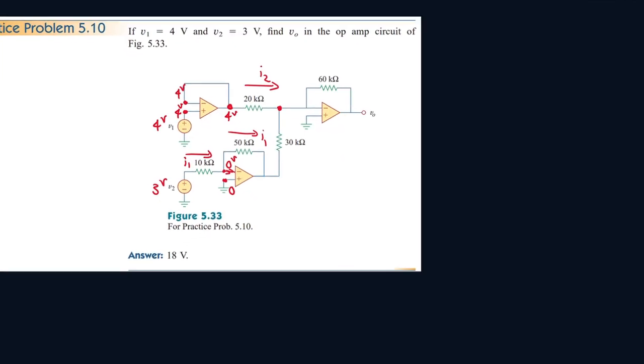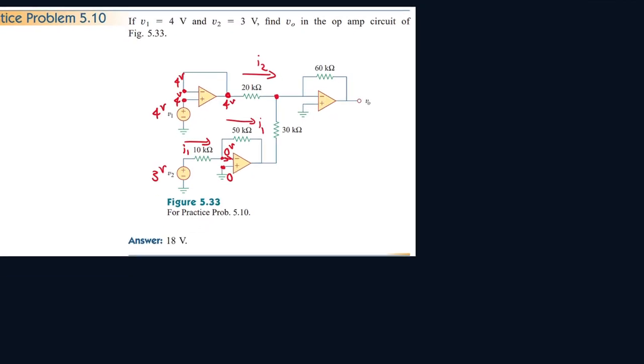So let's solve for I1. I1 will be 3 minus 0, so 3 minus 0 all over 10,000 ohms. And that gives me 3 times 10 to the minus 4 amps. Okay, so that's what I1 is.